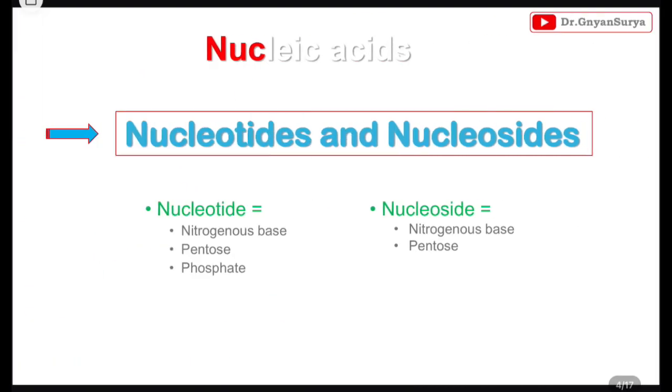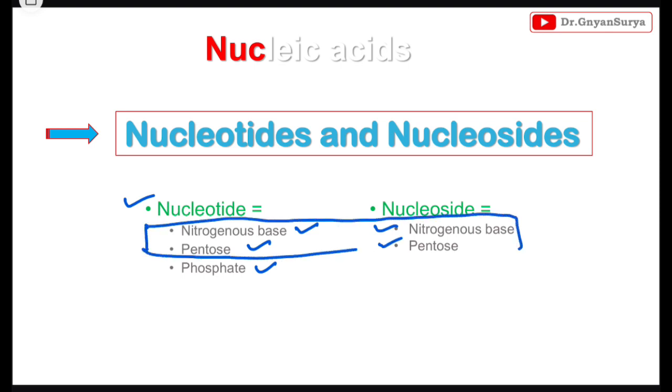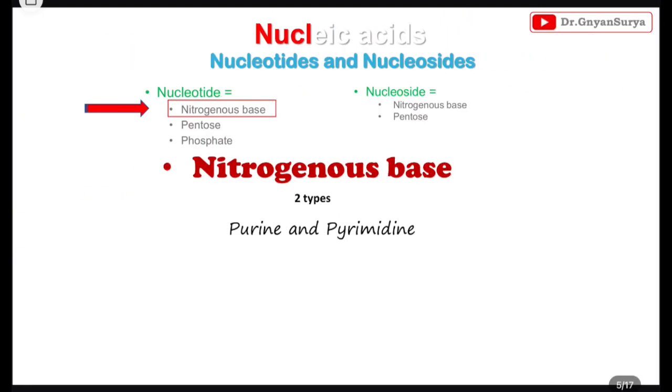Right, what are nucleotides and nucleosides? Nucleotide is composed of three basic structures, that is nitrogenous base, pentose sugar, and phosphate group. And as we know, nucleoside is composed of nitrogenous base and pentose sugar. So these two things, nitrogenous base and pentose sugar, are common in both nucleoside and nucleotide. And tide means 3. How to remember that nucleotide is composed of 3 units? Tide, 3. The third one is the phosphate group. Phosphate group is the third component of the nucleotide.